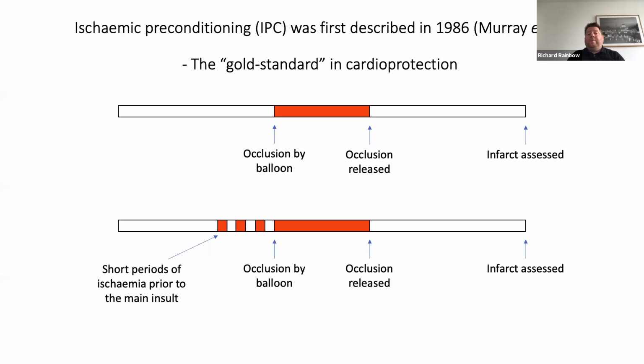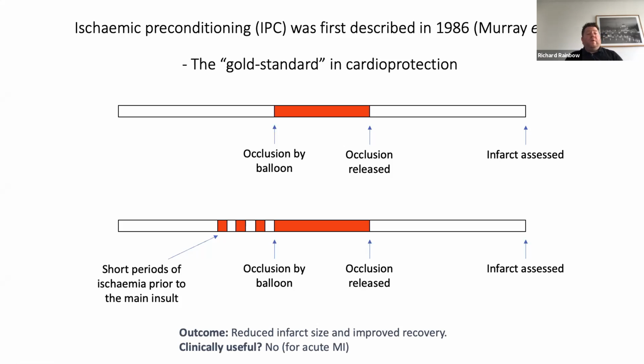So this really became like the gold standard of imparting cardioprotection in the heart. And so the outcome of this was you got a reduced infarct size and an improved functional recovery. But the downside to this is obviously it's not very clinically useful, because in order to impart ischemic preconditioning, you need to know when somebody's going to have their heart attack, which obviously in most cases you don't. So it's not really useful for acute myocardial infarction.